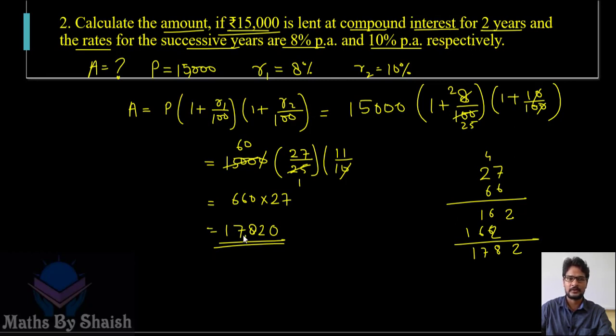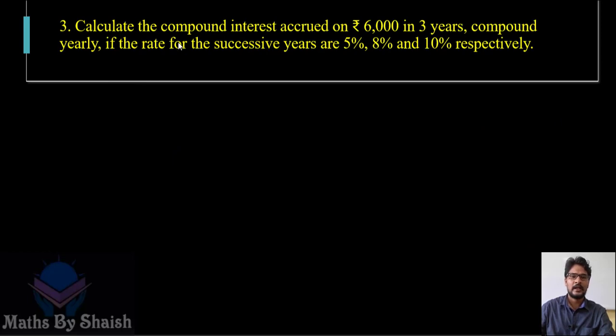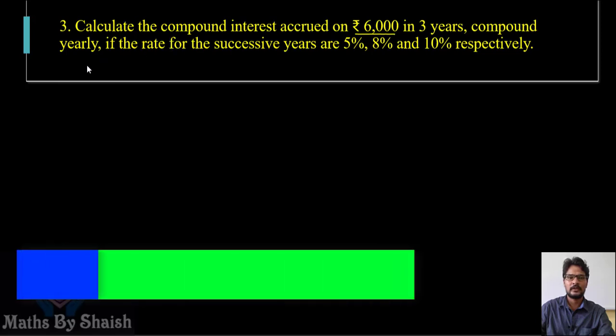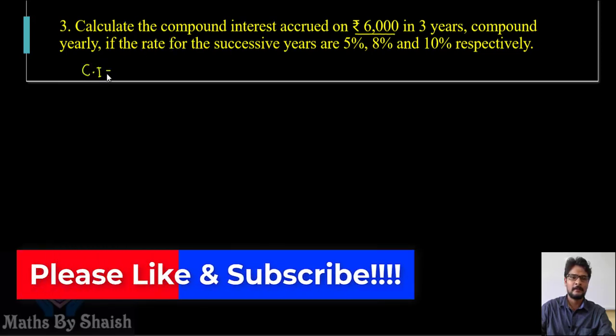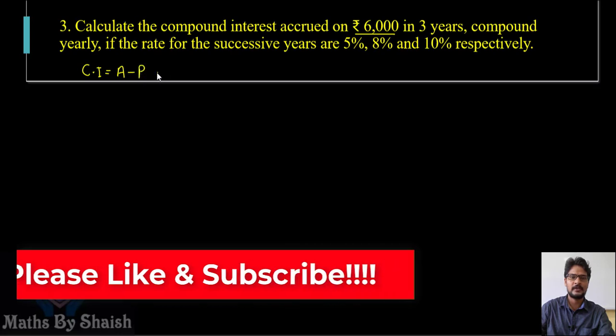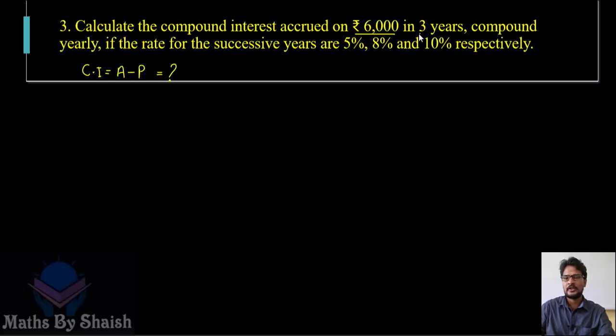Let's discuss the next question now. Here is the third question. Calculate the compound interest accrued on 6,000 in 3 years, compounded yearly, if the rates of successive years are 5%, 8%, 10% respectively. So we require CI, and we know CI is A minus P. So R1 is 5%, R2 is 8%, and R3, the third year's rate of interest, is 10%.